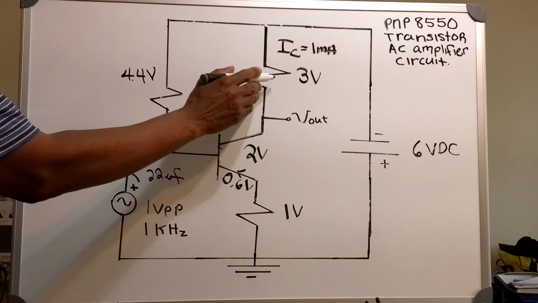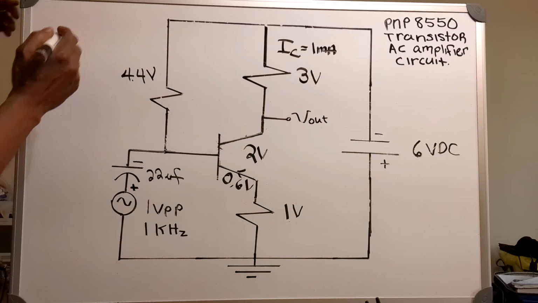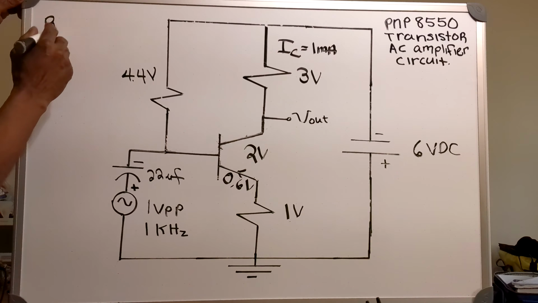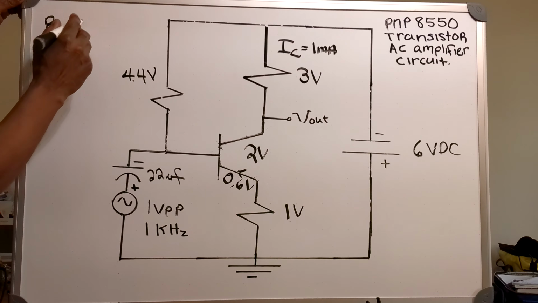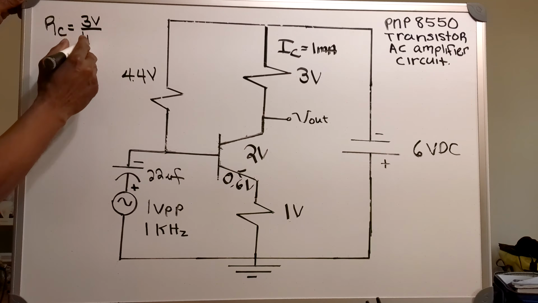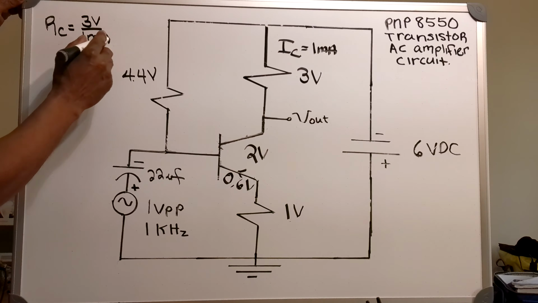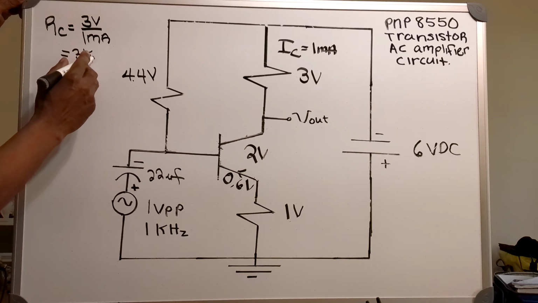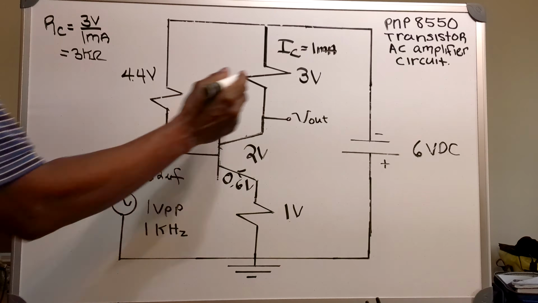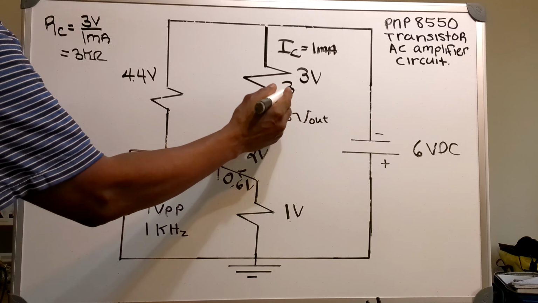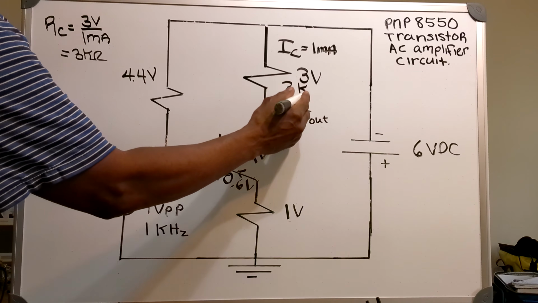And now my resistor value for the collector resistor, RC, equals 3 volts divided by 1 milliamp. That gives you a value of 3 k ohms. So the value of my collector resistor is 3 k ohms.